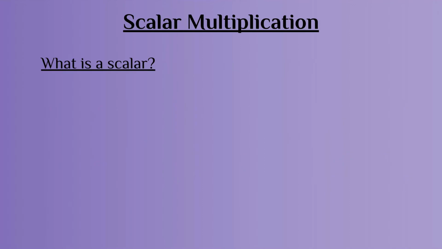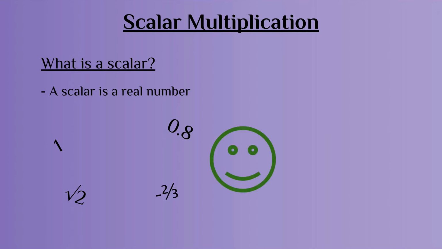So all this talk about scalars and scalar multiplication with matrices, but what is a scalar? A scalar is a real number. That's it, nothing too big. So if a scalar is a real number, numbers like 1, 0.8, the square root of 2, even negative 2/3 would all be scalars. So what would not be a scalar?